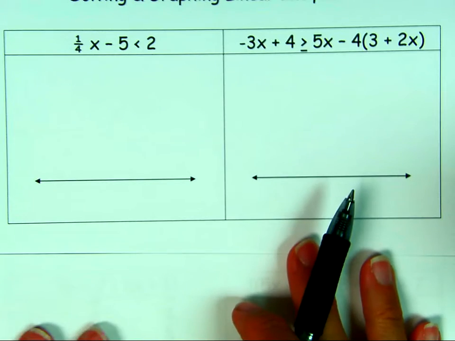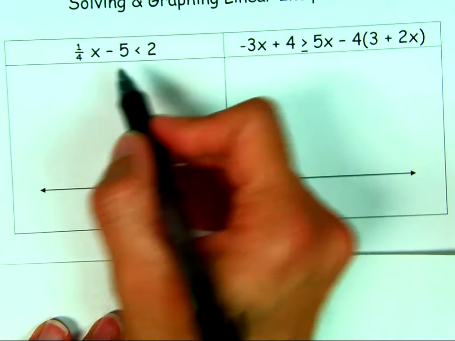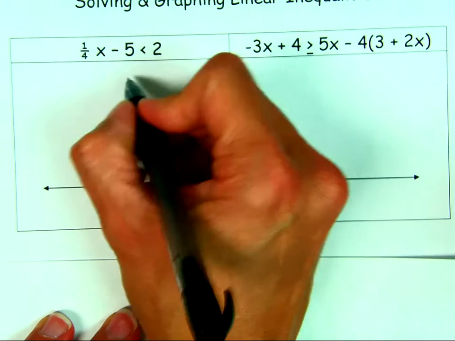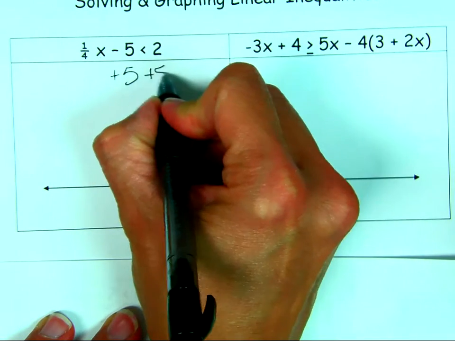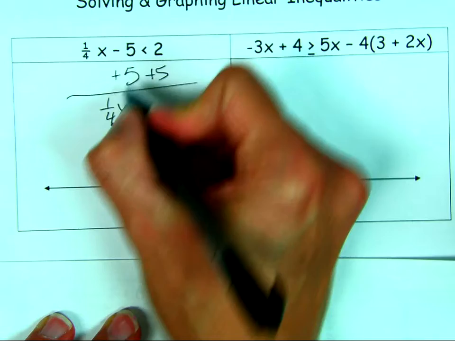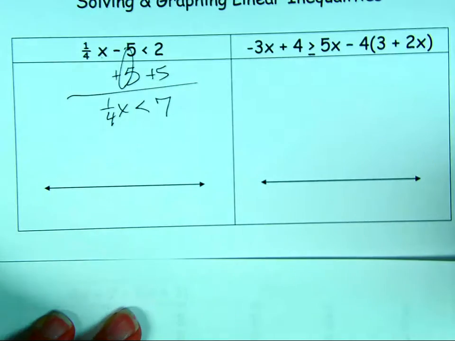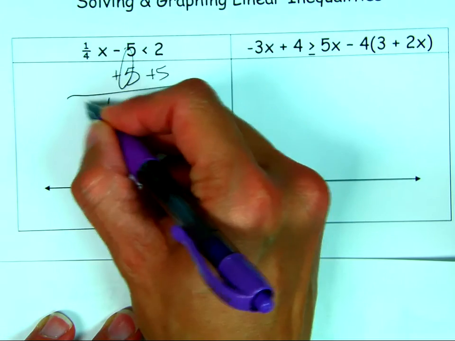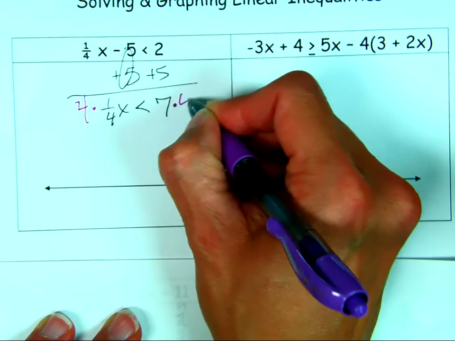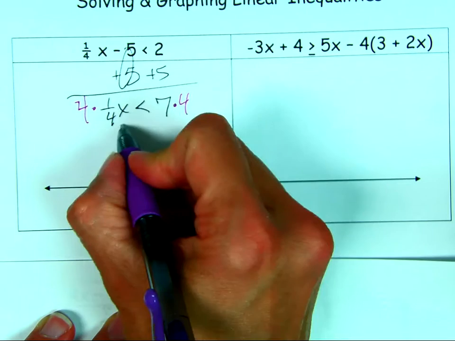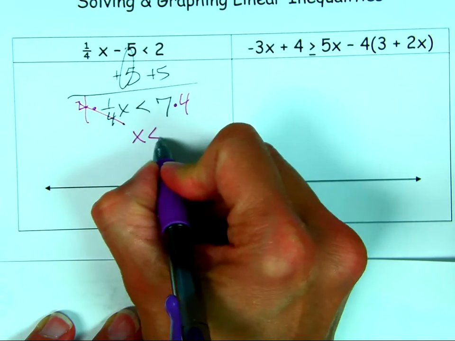Okay, first step. Here we go. We need to get x alone. Then we're going to graph it. So we're going to add 5 to both sides. We're going to get 1/4 x, that cancels, is less than 7. And now we need to get x alone. So we're going to multiply both sides by 4. So that gives me, that cancels out, x is less than 28.